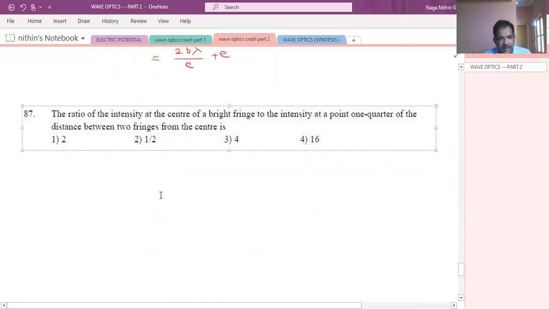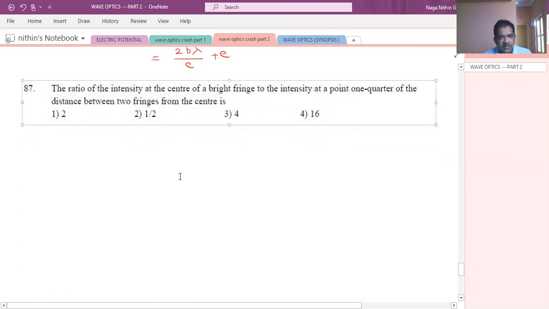Ratio of the intensity at the center of a bright fringe to the point at 1/4 of the two fringes from the distance will be how much they are asking.